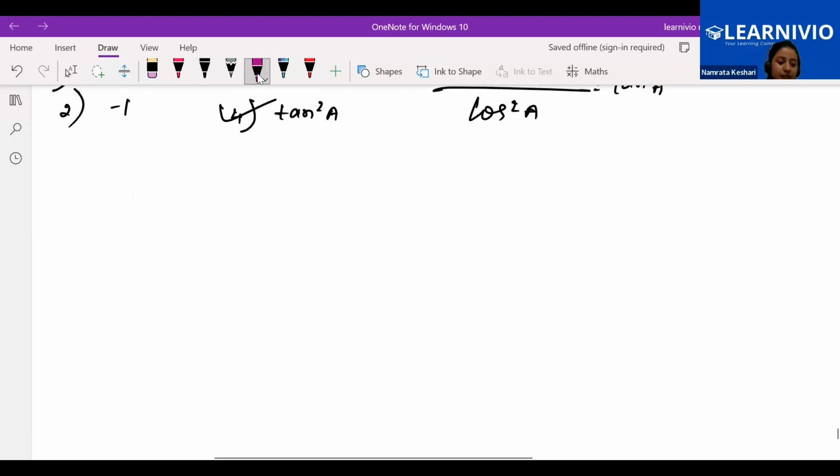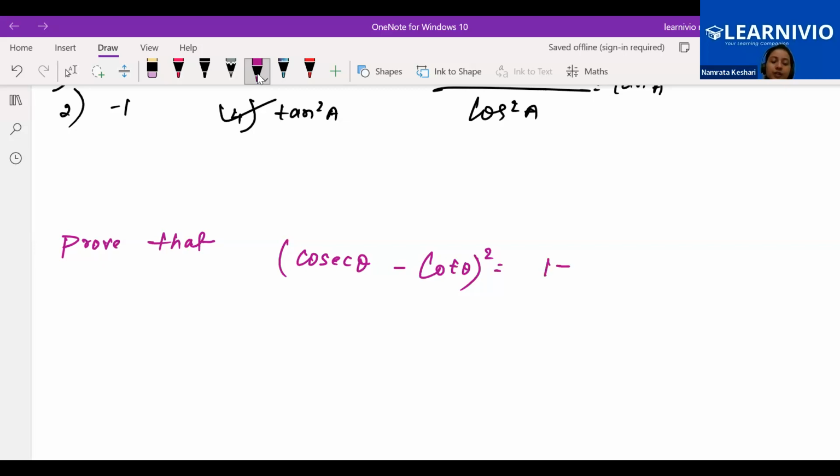Now few proofs we are having. Okay, so we have to prove that (cosec theta minus cot theta) whole square is equal to (1 minus cos theta) by (1 plus cos theta). We have to prove here that left hand side and right hand side are same. However, for now it doesn't look like same.